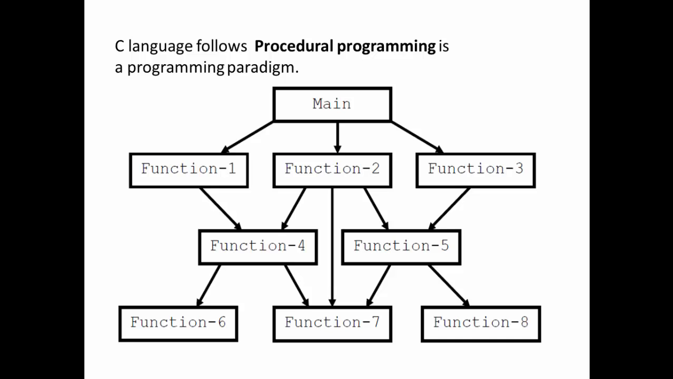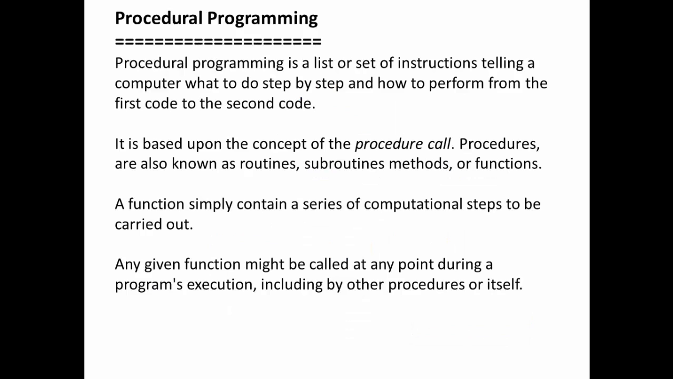If we stress more on procedural programming, it is a list or set of instructions telling the computer what to do step by step, and how to perform the first code and the second code. The program is nothing but a set of instructions, and this paradigm, procedural programming, is a list of instructions telling the computer what to do step by step, and how to execute those subroutines or functions.